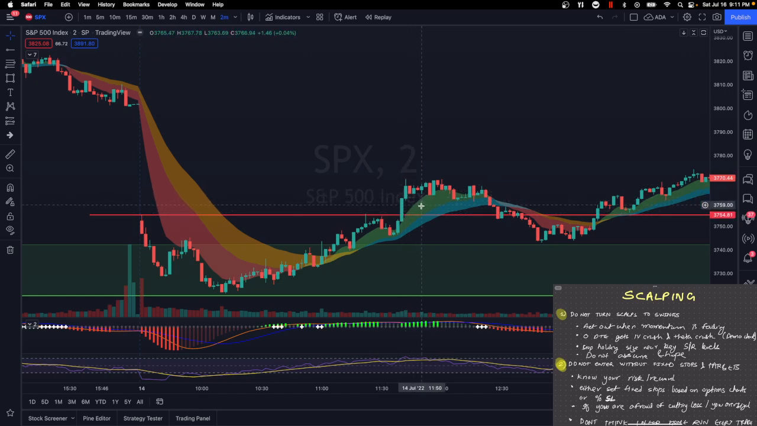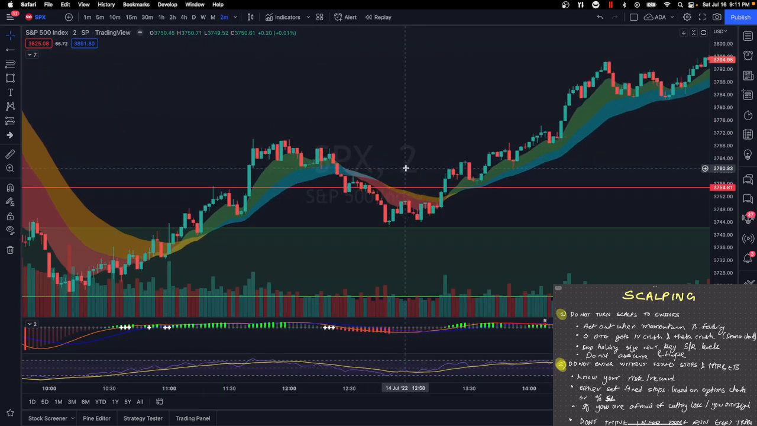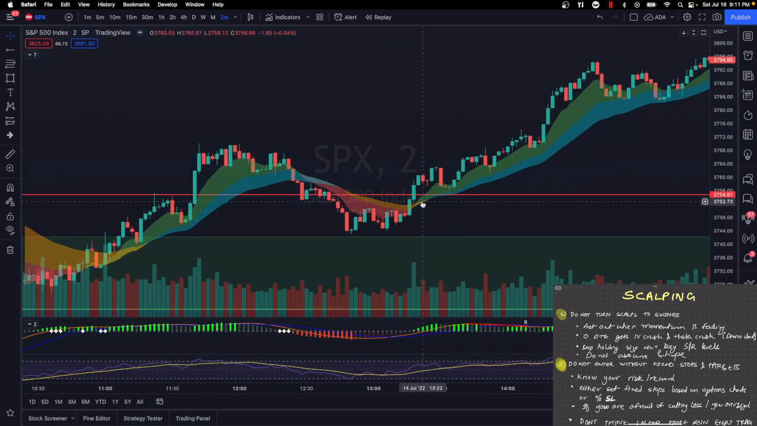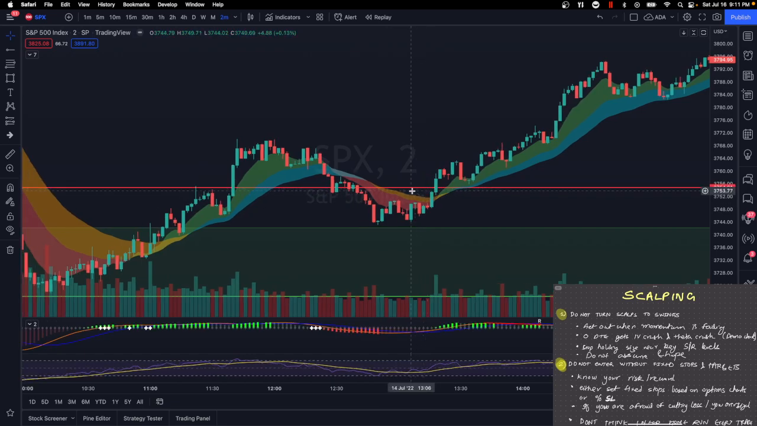So first and foremost, when momentum starts to fade, always be careful. Another example of this is this one right here. So this was somewhere around 1 o'clock, right? And you notice that again.